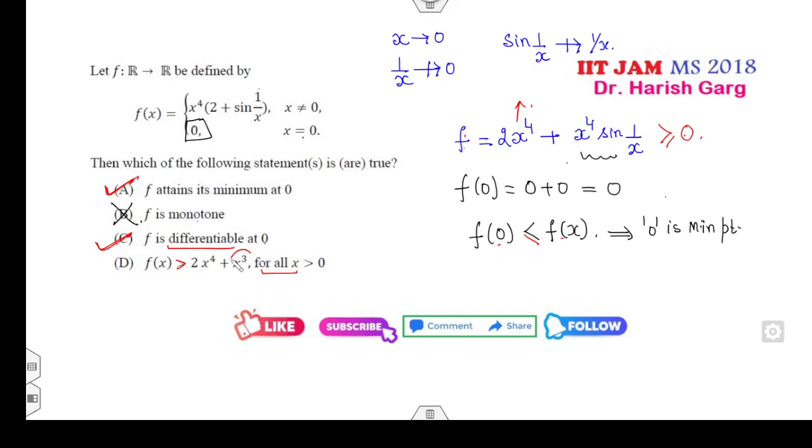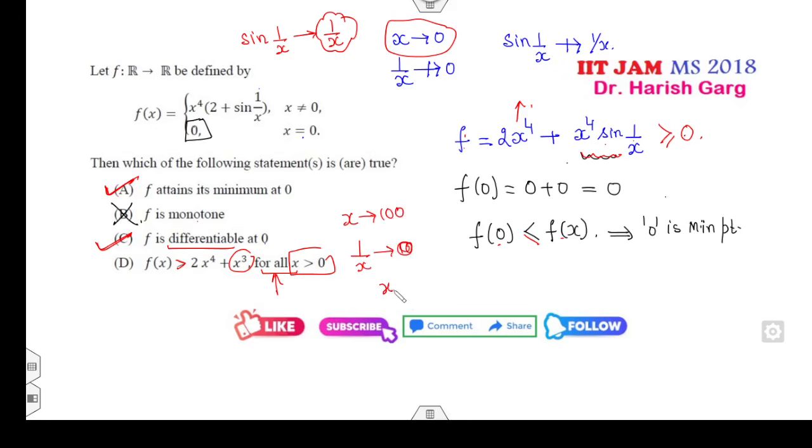That's wrong. ये x cube कब आ सकता है यहाँ पे? x cube तभी आ सकता है if you replace sine 1 over x to be 1 over x, but that is possible only when x approaches 0. But he said for all. So if you choose x as 100, then 1 over x goes to 0. But if you choose x as 1, then x can never go to 0. So therefore, तो आप f of 1 ही निकाल लो. It can never be greater than 2x to the 4 plus x cube. Right answers are A and C.